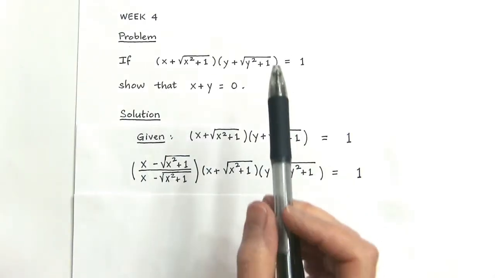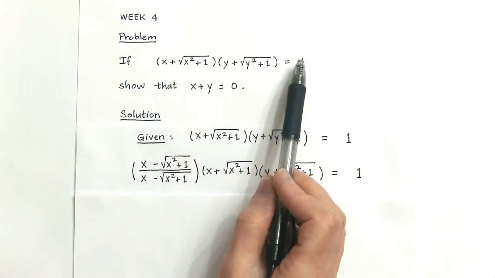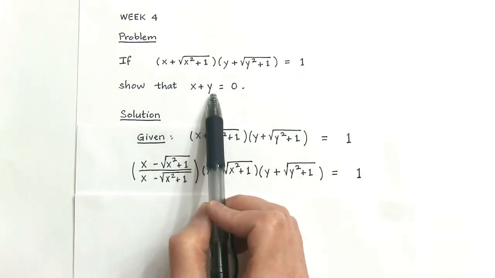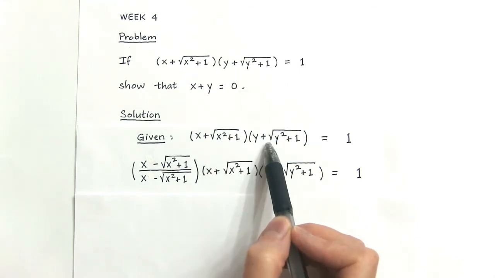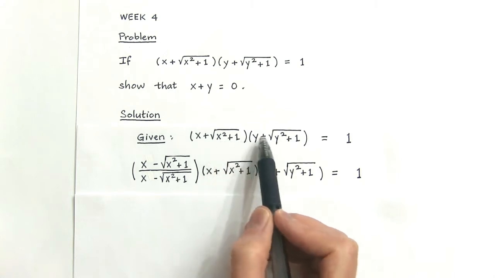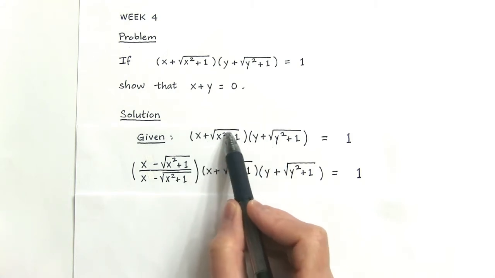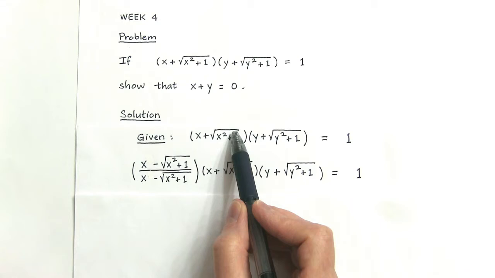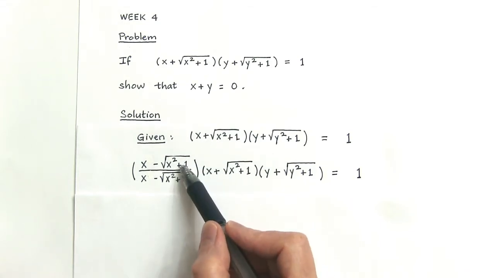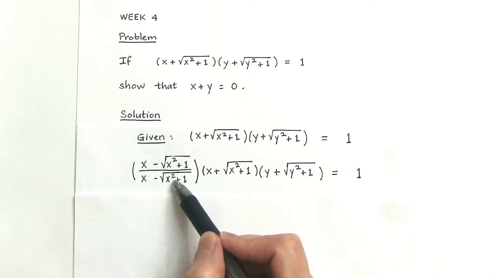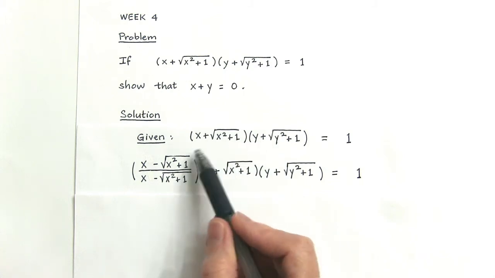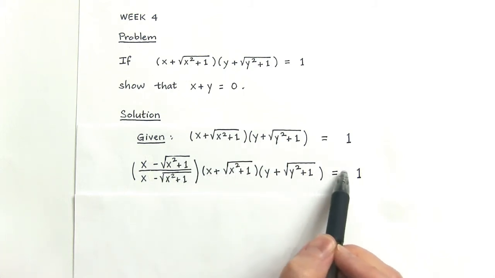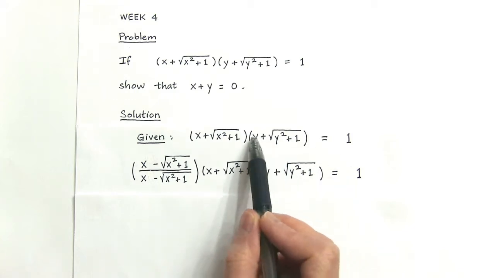So the problem says, given that this product is equal to 1, we're trying to prove that x plus y equals 0. So I'm writing down what I'm given. I'm given that this product is equal to 1. And the first thing I'm going to do is try to eliminate this radical expression by multiplying by the radical conjugate. But whatever I do to the numerator, I have to do to the denominator so that I don't change this equation. So if I multiply this quantity by 1, the resulting equation will be the same equation as what I started with.